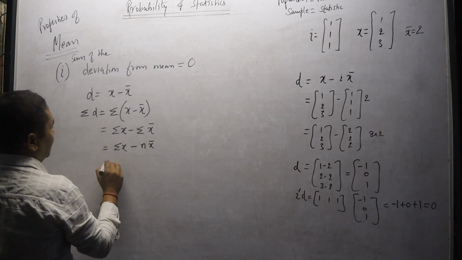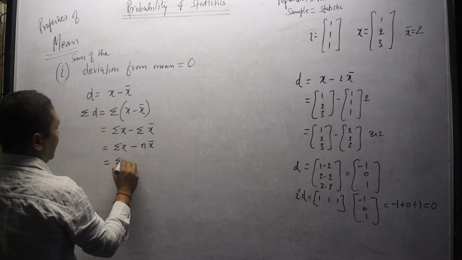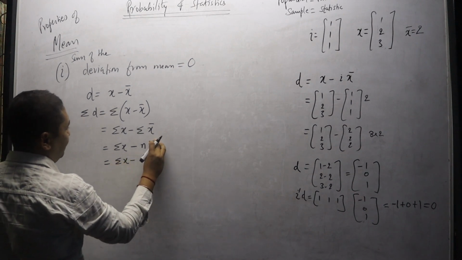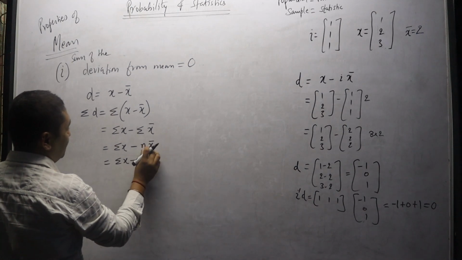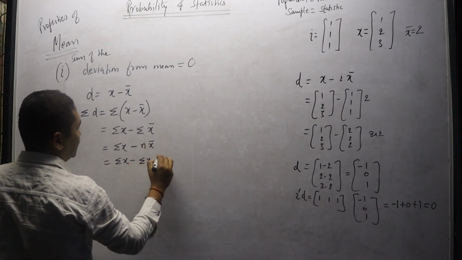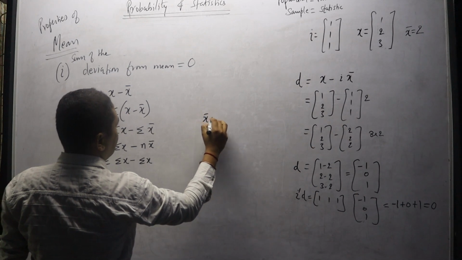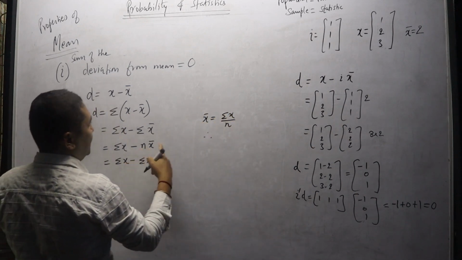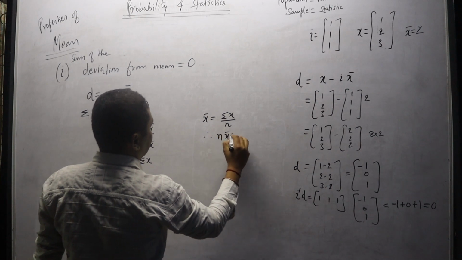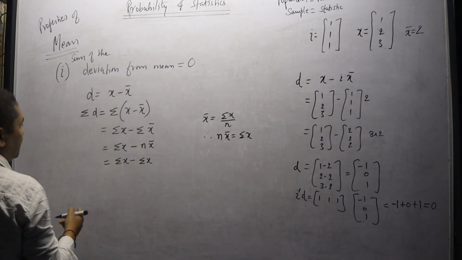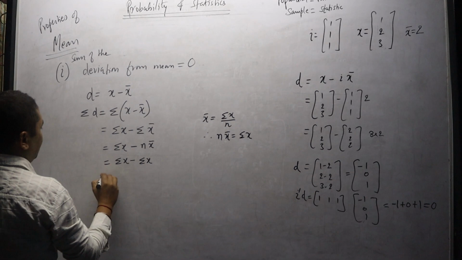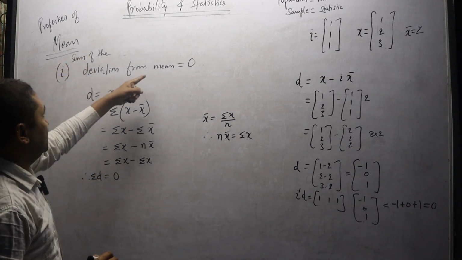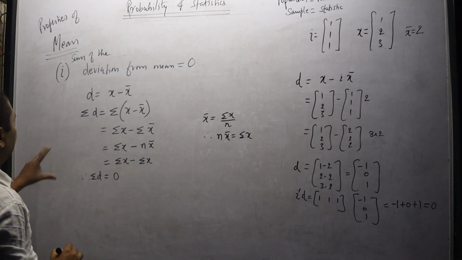Now let us say summation of x, and the average value, we know the mean, and if we multiply it with the sample size, this is also equal to summation of x, because our x bar is equal to summation of x divided by n. Therefore n x bar is equal to summation of x. It's very simple, and we can cancel it out. Therefore this is equal to 0, and hence we have proved that the sum of the deviation from mean is equal to 0. This is our general notation.